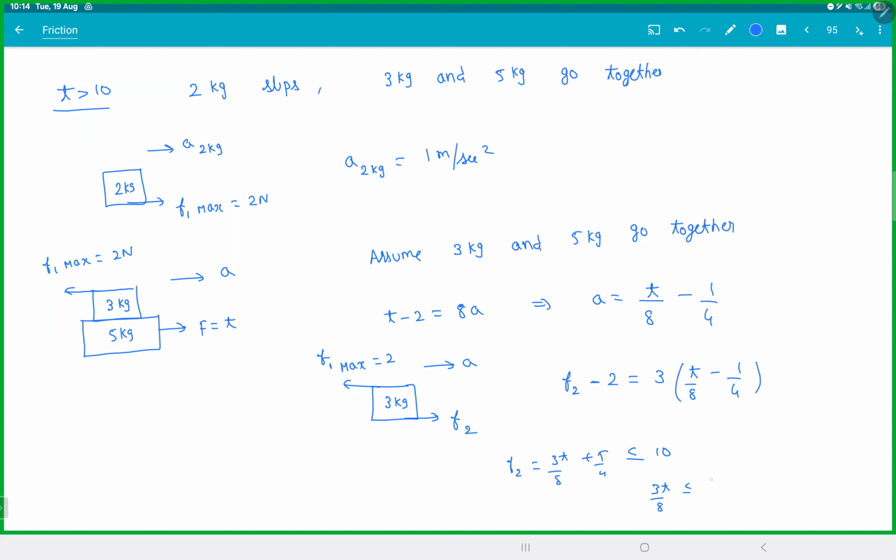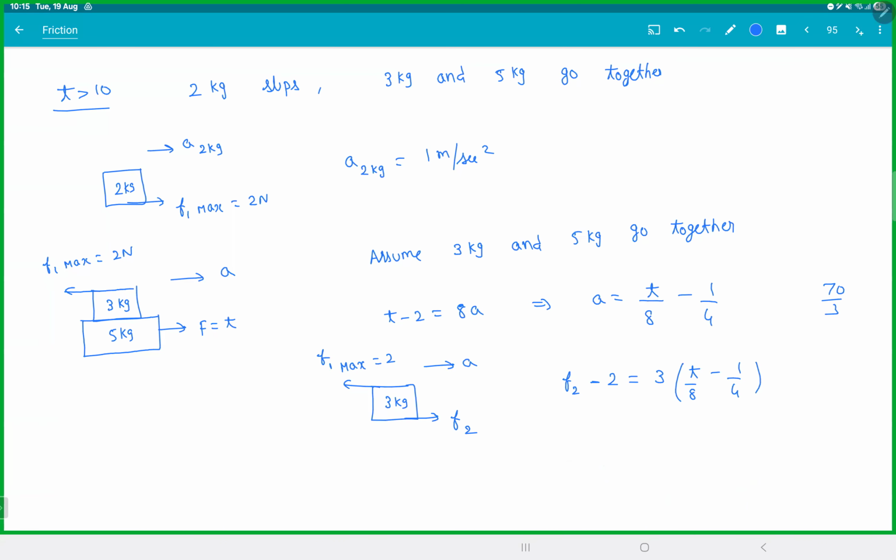3T by 8, 10 minus 5 by 4, 40 minus 35 by 4. 4s are to 35 to 70. 70 by 3. 70 by 3 is how much? 23.33. Actually, the time is more. It actually took more time to slip.